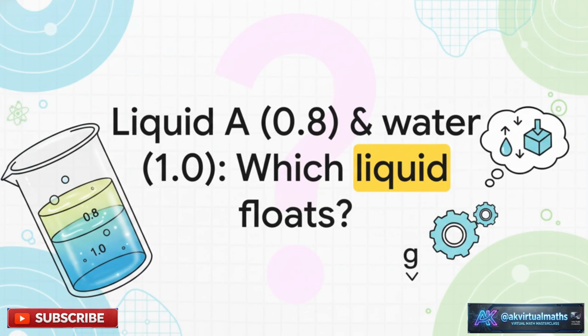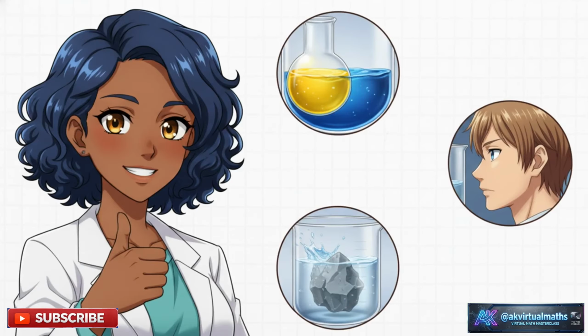Here is our final practice problem for today's session. Liquid A has a density of 0.8 grams per cubic centimeter, and water is 1.0. If they do not mix, which liquid claims the top spot? One final pause. Think about the rule we just learned. And the answer is liquid A wins, because 0.8 is less than 1.0, it is less dense, so it floats right on top.